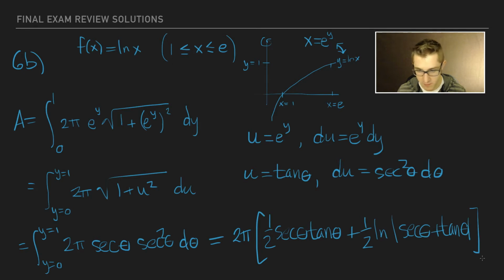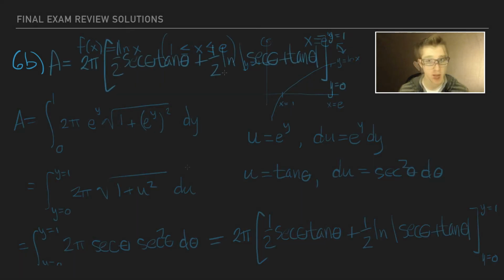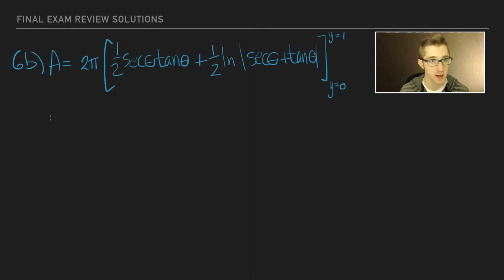And we're evaluating from y equals 0 to y equals 1. Now I need to evaluate this. Remember, I need to plug in what I had before. Let's recall that I had u equals tangent theta, so we should undo this substitution first. To do that, it's just like the previous problem.